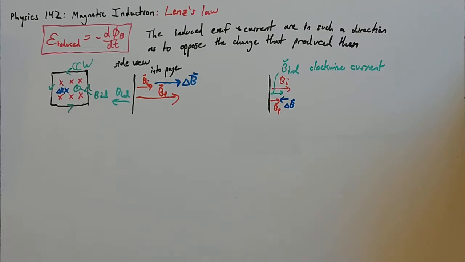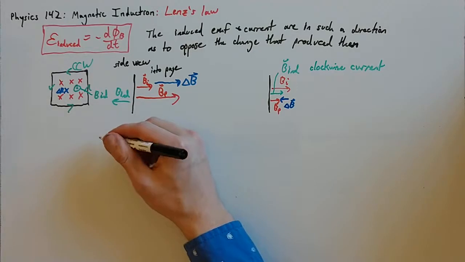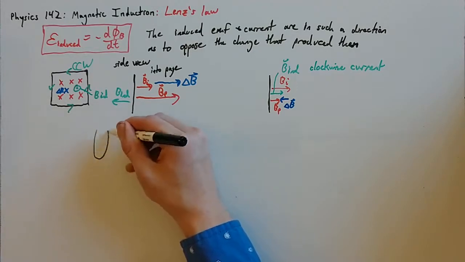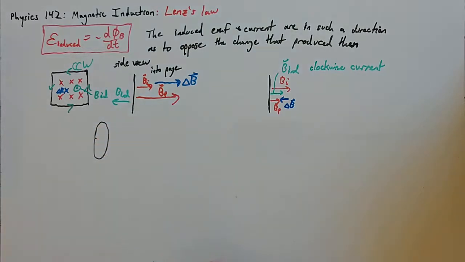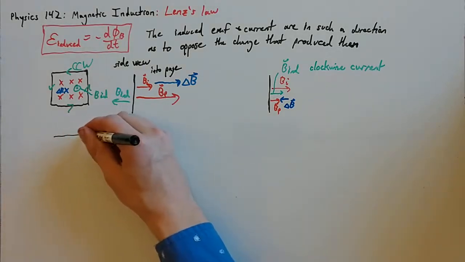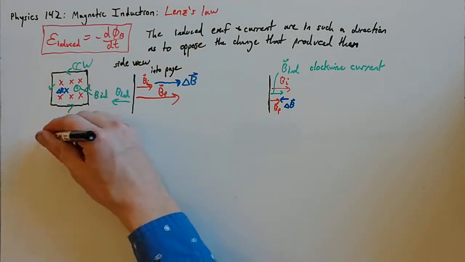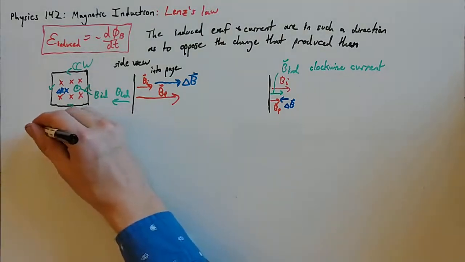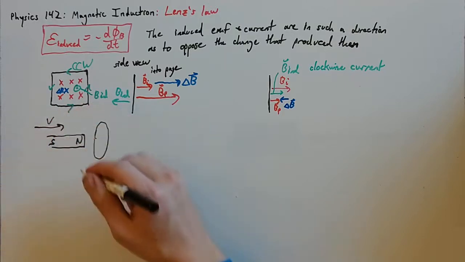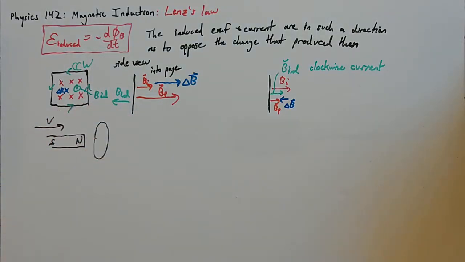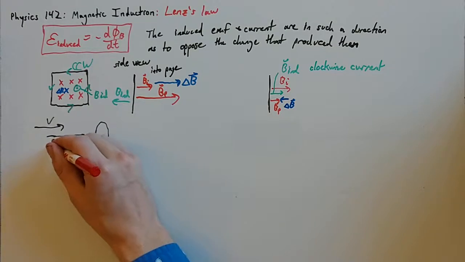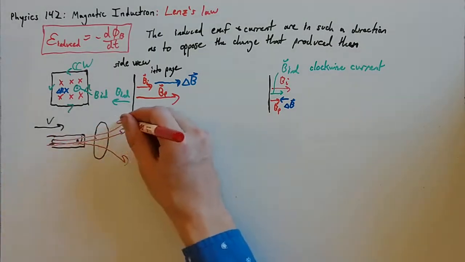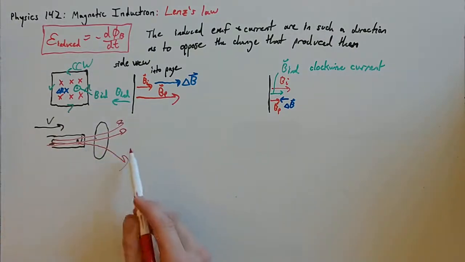So now, for my next example, I want to think about a loop of wire. Here's a loop of wire, and let's imagine taking a bar magnet and bringing it up to the loop of wire. We'll bring it in with some velocity v, maybe. And this bar magnet, remember, has magnetic field lines that come out of it. So there we go. And as you bring the bar magnet closer, that's going to increase the magnetic field.